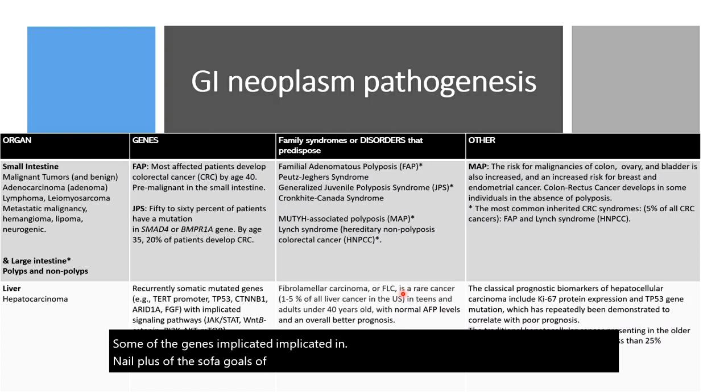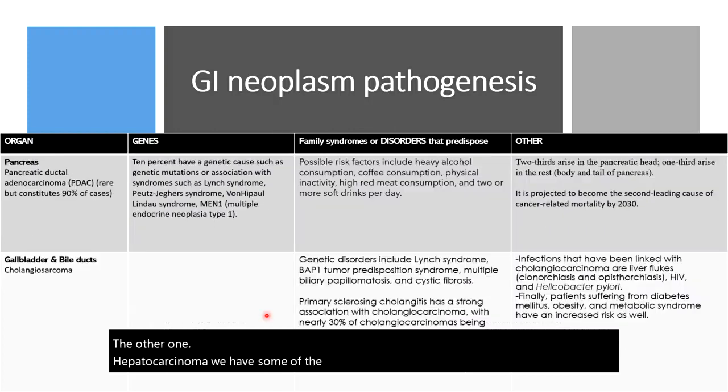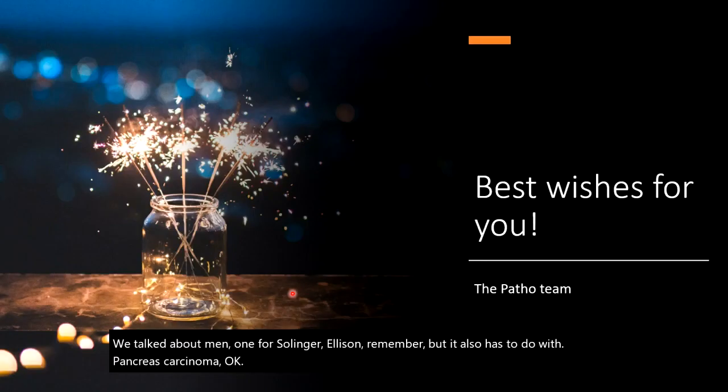The other one, hepatocarcinoma, we have some of the genes here for your review. For pancreas, we talked about MEN1. We talked about MEN1 for Zollinger-Ellison. Remember, but it also has to do with pancreas carcinoma. Okay. For cholangiocarcinoma. And this is the end of the review.